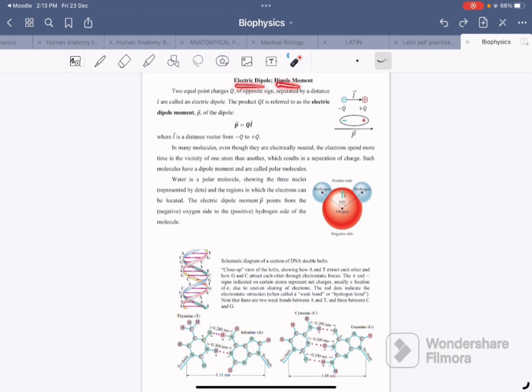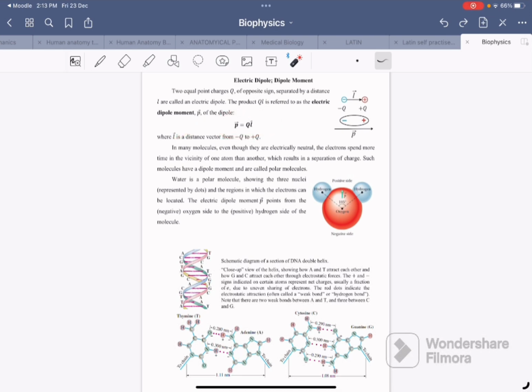Electric dipole moment. An electric dipole means simply the separation between two charges, positive and negative, by a certain distance. It is denoted by the dipole moment p vector, equal to the charge times the distance of separation between the two charges. That is called the dipole moment.